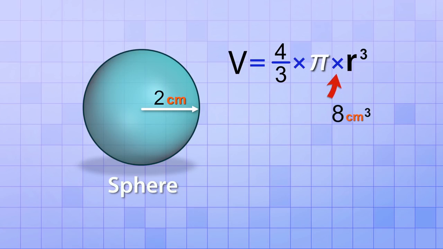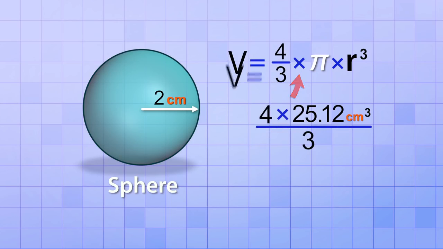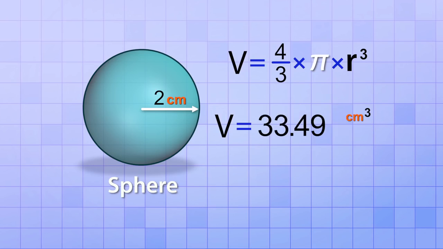Next, we'll multiply that by our approximation for pi. 3.14 times 8 is 25.12. And last, we multiply that by 4/3, which is the same as multiplying by 4, then dividing by 3, which gives us a volume of 33.49 centimeters cubed.